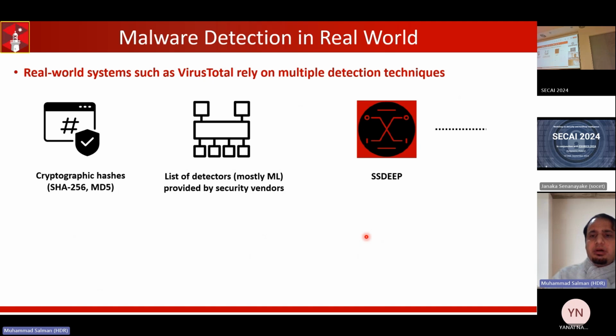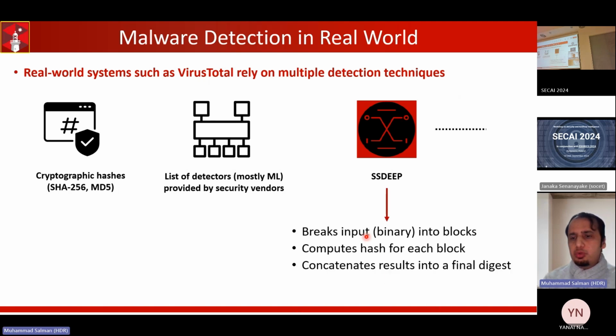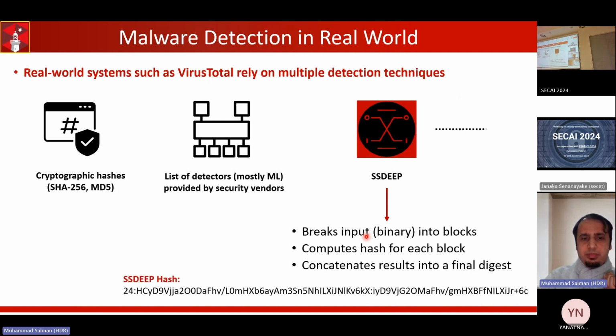Additionally, VirusTotal includes the SSD technique, which, unlike cryptographic hashes like SHA-256 or MD5, rather than generating a fixed hash over the file, works differently. It breaks the input binary into different small blocks, and then it computes hashes for each of the blocks. Finally, SSD concatenates the results from each block into a final digest. The outcome sample is in the form of this SSD hash, which we can see.